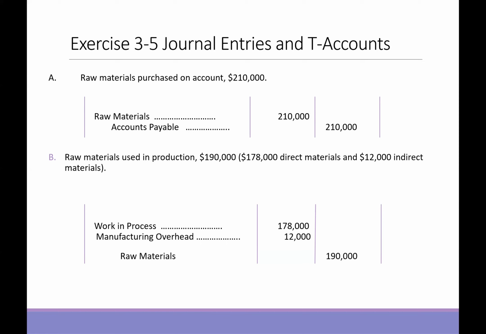So you see here in B, raw materials used in production, 190,000, but 178,000 were sent to direct materials, directly used for jobs, and 12,000 is indirect. Any indirect materials we know go right into manufacturing overhead. So you see we debited two inventory accounts, the work in process and the manufacturing overhead, and we credited our raw materials.